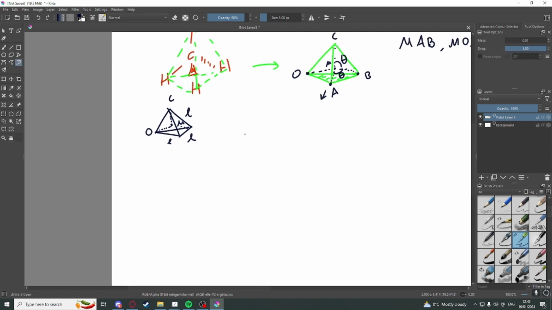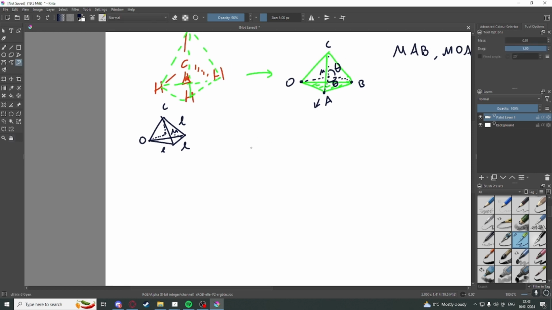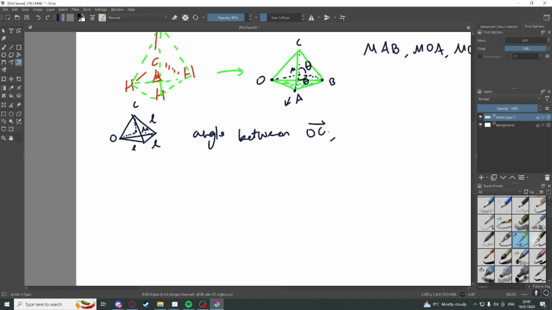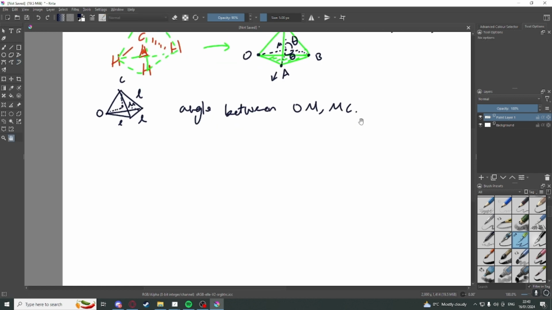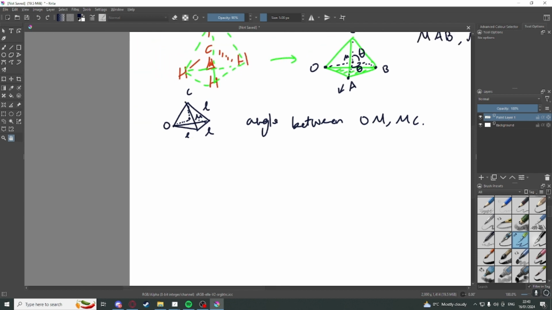And how I can represent that is as a vector. So what I basically want to find is the angle between two vectors, OM and MC. Yeah, there we go. So that's the angle I want to find.